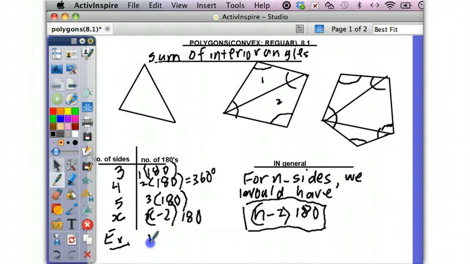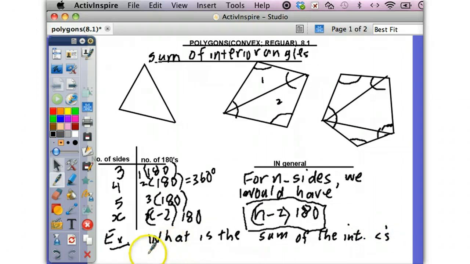Here's a question. Find the sum of the interior angles of, let's say, a rhombus. RHOMBUS.